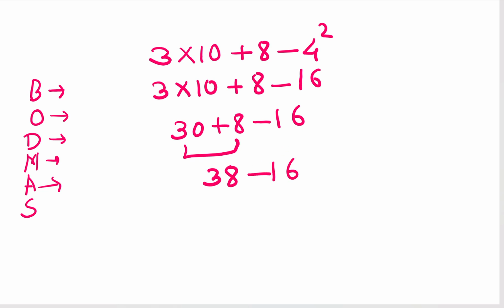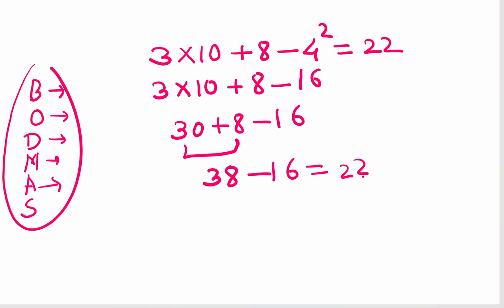38 minus 16, and the answer is 38 minus 16, equal to how much? 8 minus 6 is equal to 2 and 3 minus 1 is equal to 2. So the final answer for this order of operation equation is 22. So the right method is the BODMAS rule. Given expression solved.